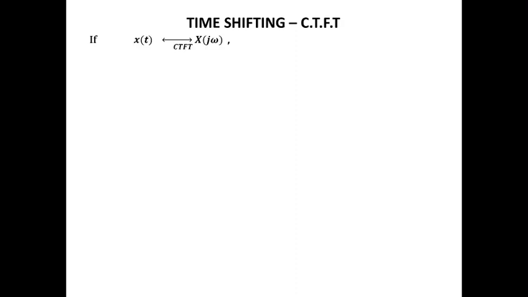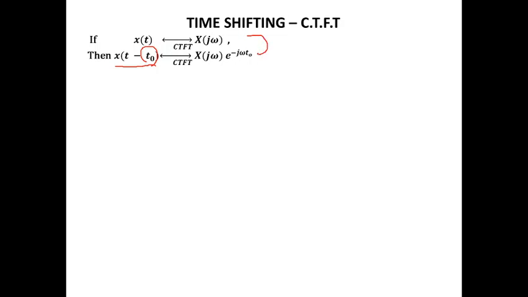So the statement goes like this: if X(j omega) is the continuous time Fourier transform of x(t), then x(t minus t naught), if you apply the CTFT, the corresponding transform will be X(j omega) multiplied by e power minus j omega t naught. So you can see that the property is, if your original signal x(t) has Fourier transform X(j omega), then if you perform a time shift in your original signal by t naught time units, what will happen to your Fourier transform?